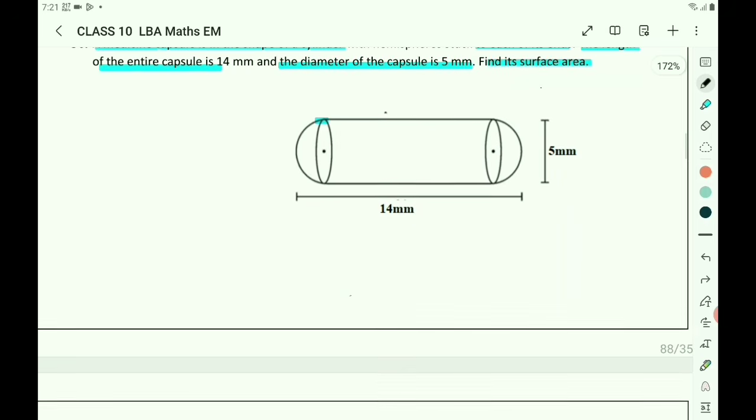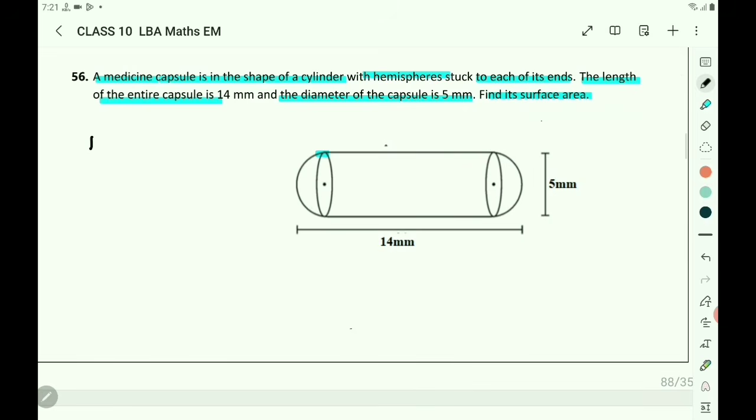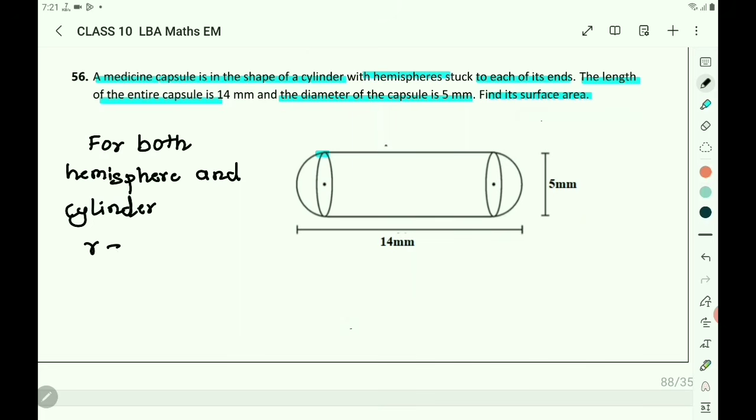Then you write, for both hemisphere and cylinder, what is r? The diameter of the capsule is given as 5 mm and r is half of the diameter. Write 5 by 2, which is equal to 2.5 mm.